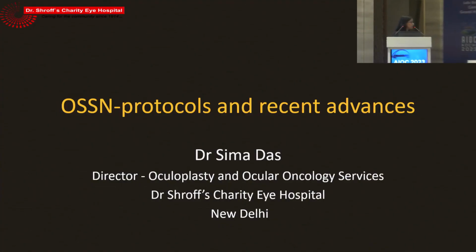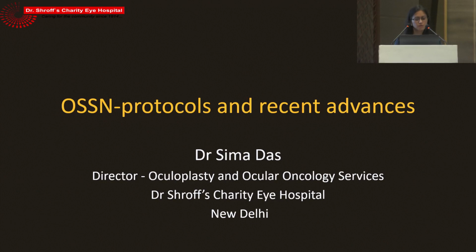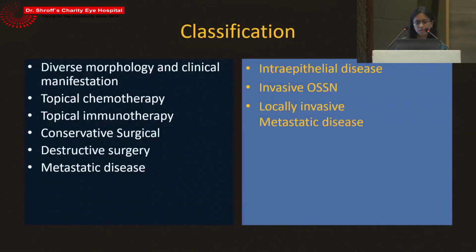So I'll be talking about OSSN, the current protocols of treatment that we follow, and what are the new things. So OSSN we know has diverse morphology clinically, and the treatment modalities range from conservative topical chemotherapy, immunotherapy, and then going on to the destructive surgeries, ranging from enucleation, exenteration, and of course excision biopsy for the more advanced tumors.